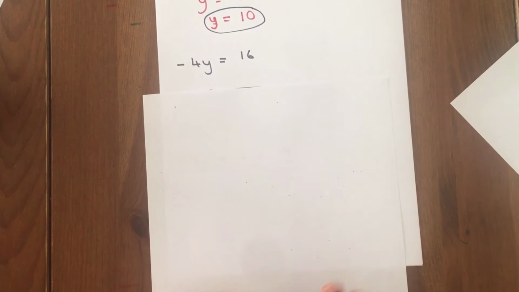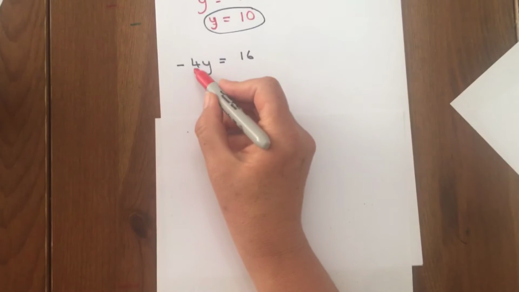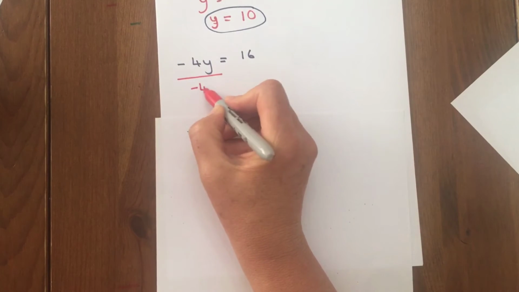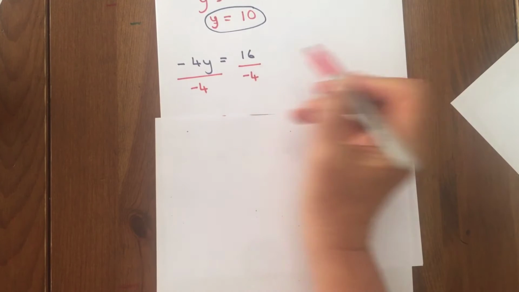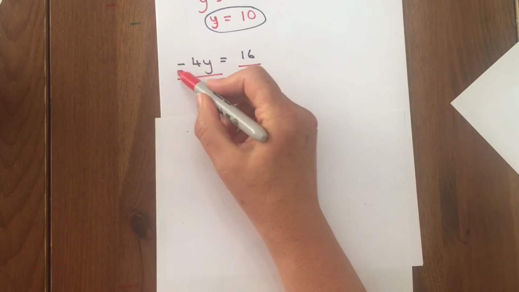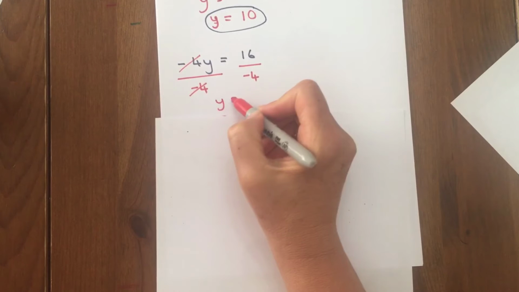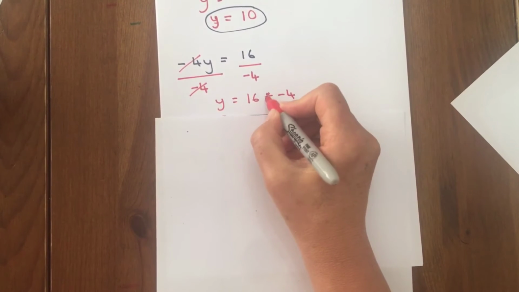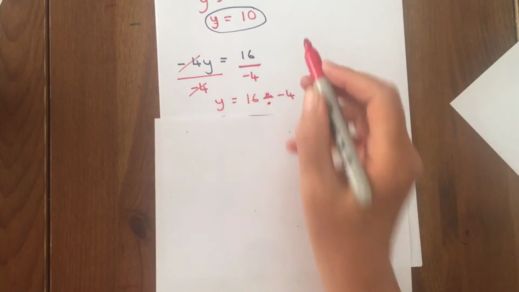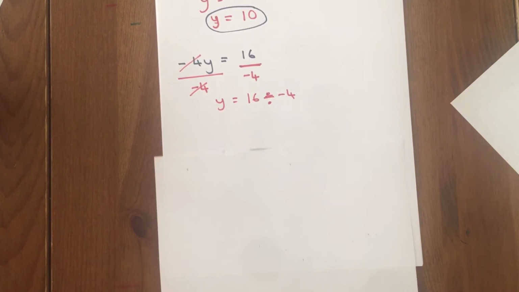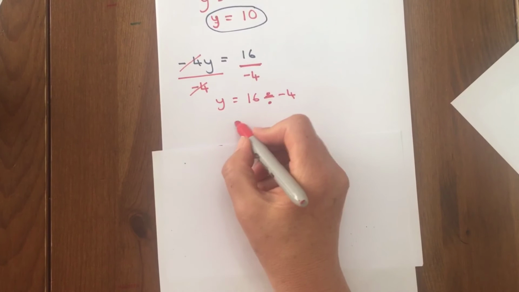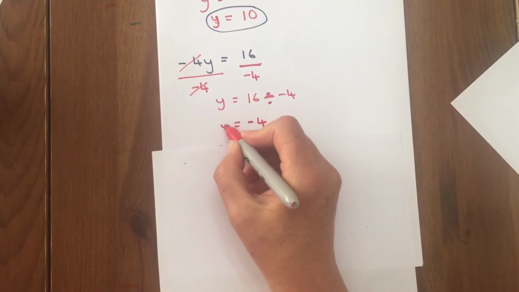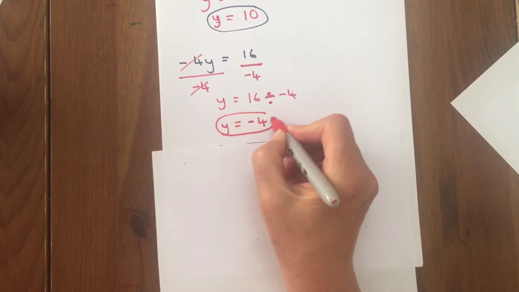Right, so what's the opposite of timesing by negative 4? Well, the opposite of timesing by negative 4 is to divide by negative 4. These will cancel, so I've got y equals 16 divided by negative 4. Remember, this sign just means divide. So 16 divided by 4 is 4. A positive divided by a negative is a negative. So y equals negative 4.